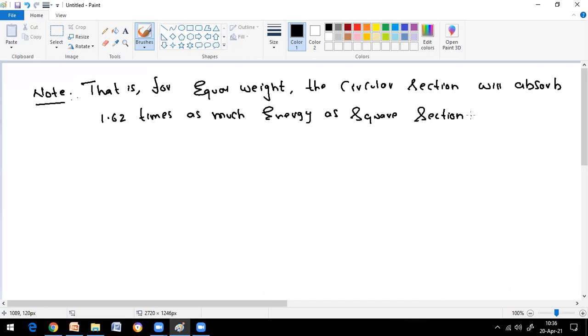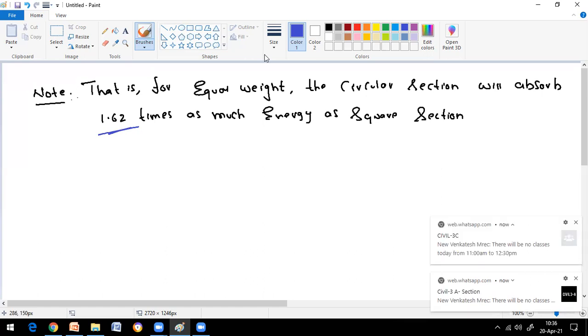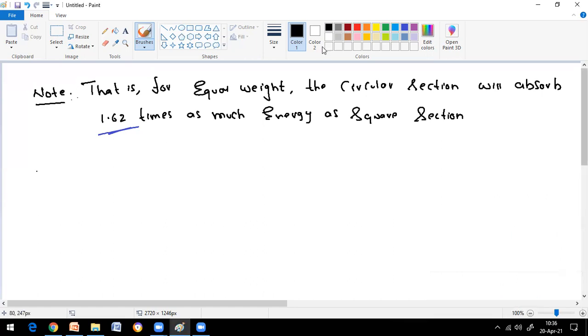How much? It will be 1.62 times. Okay. So that is what the final conclusion is. Let me do the next one. In the same problem, there is another statement which was given: a solid circular helical spring of the given diameter is 1.36 times as strong as the square section. Okay, let's prove that.